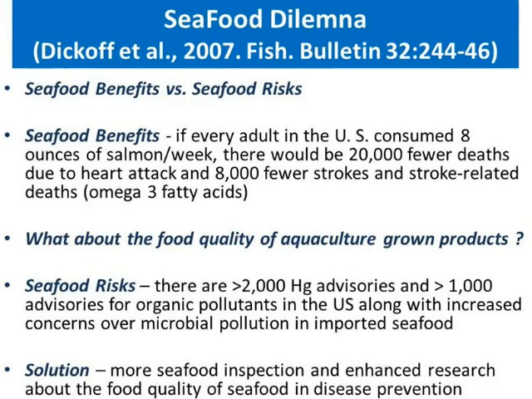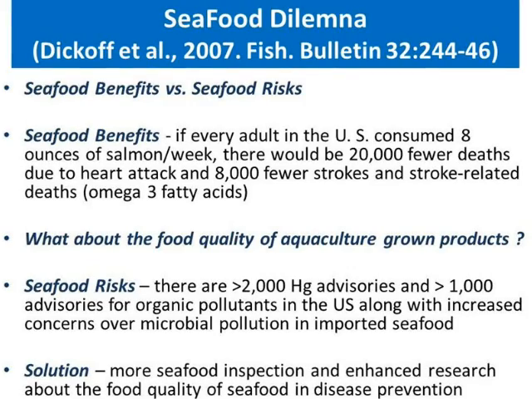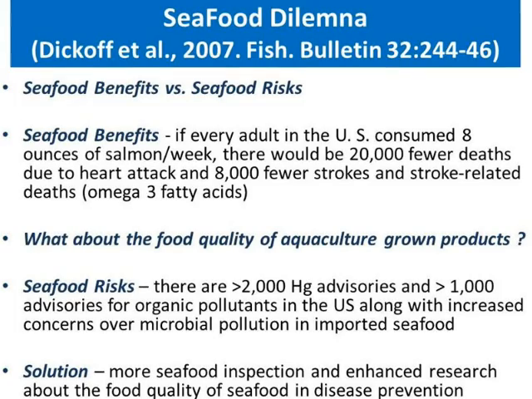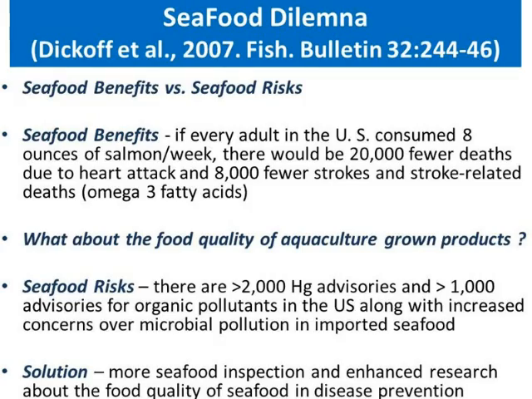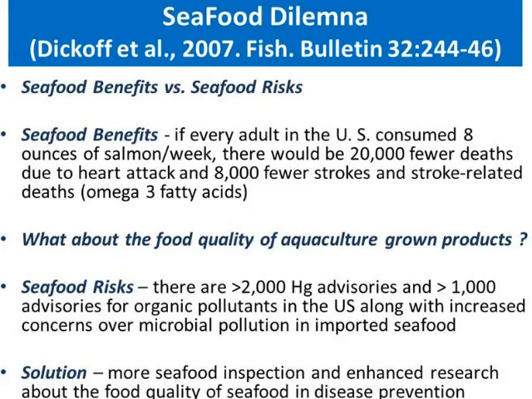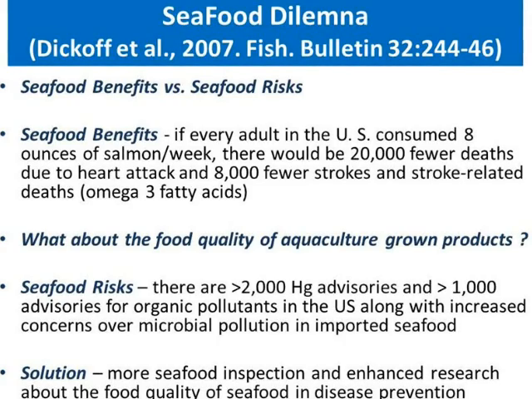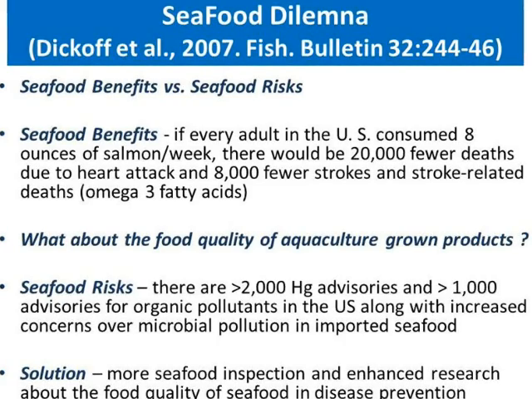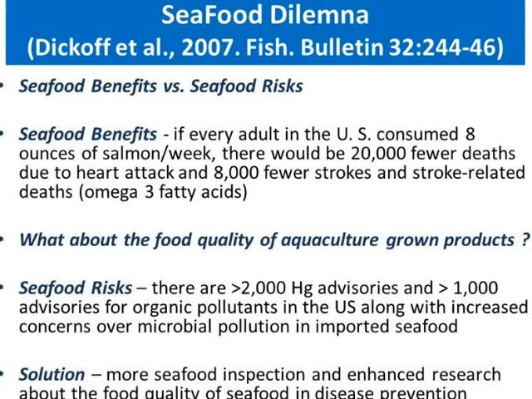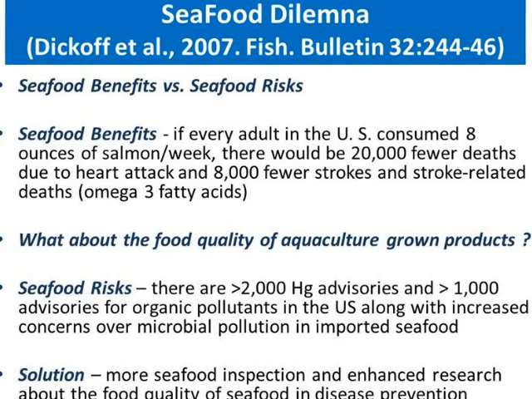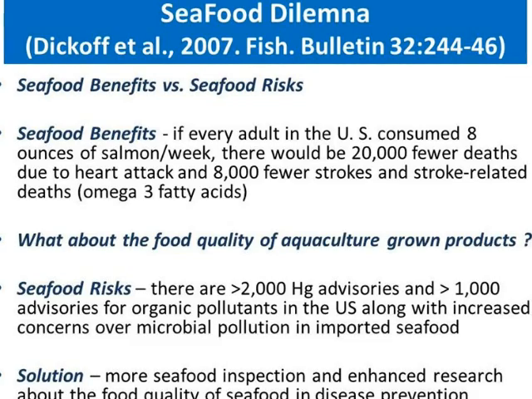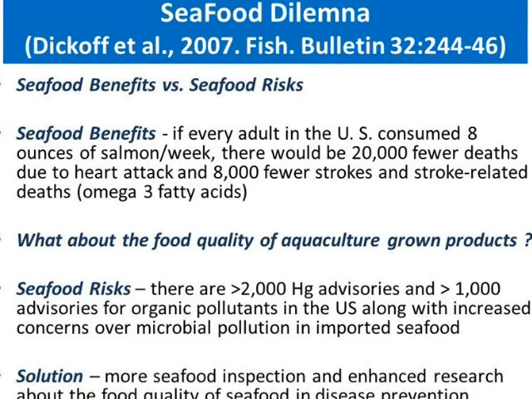Now, I wanted to talk about this reading by Dr. Dickhoff at our Northwest Fisheries Science Center in Seattle, who has written a book called The Seafood Dilemma. And one of the things he really talks about is seafood benefits versus seafood risk. And some of the benefits, for example, if every adult in the U.S. consumed 8 ounces of salmon per week, there would be 20,000 fewer deaths due to heart attack and 8,000 fewer deaths related to strokes each year, because of the omega-3 fatty acids.